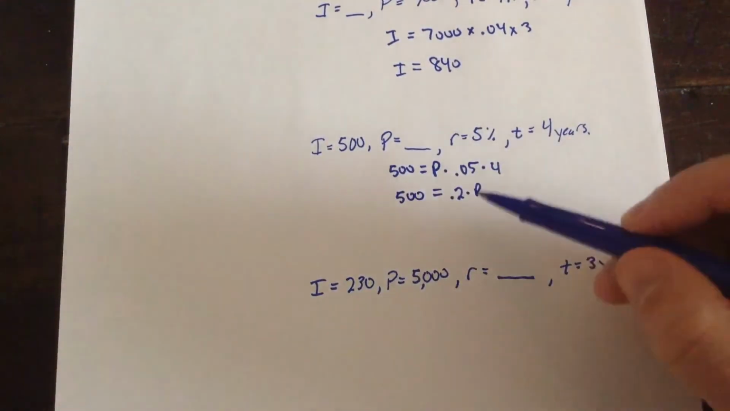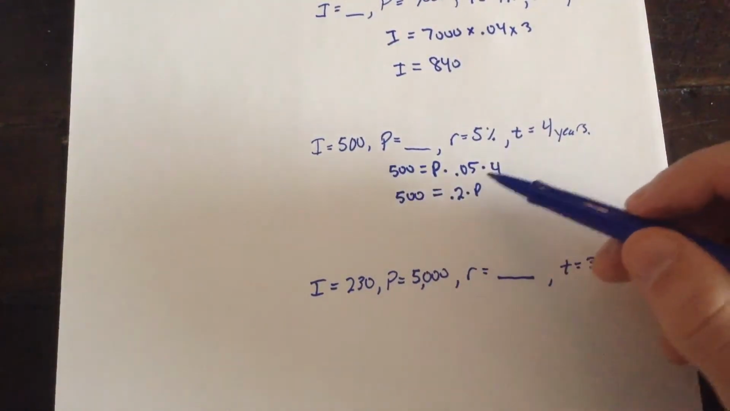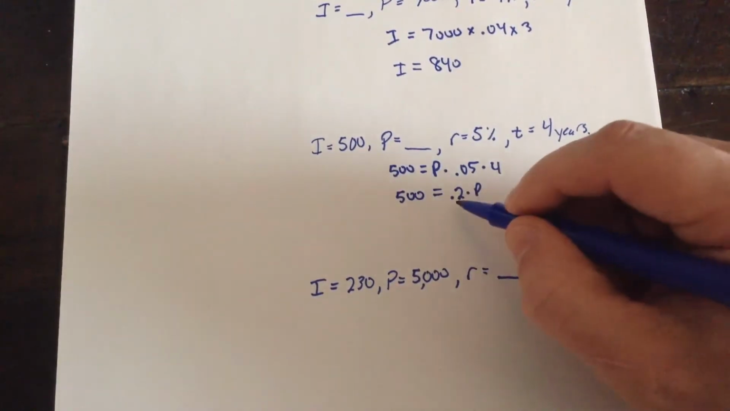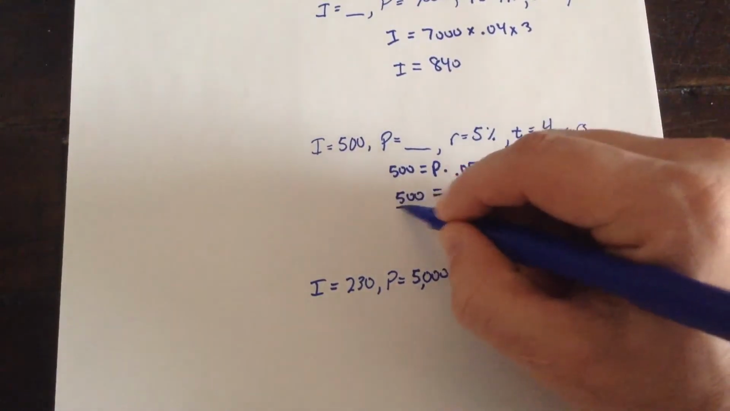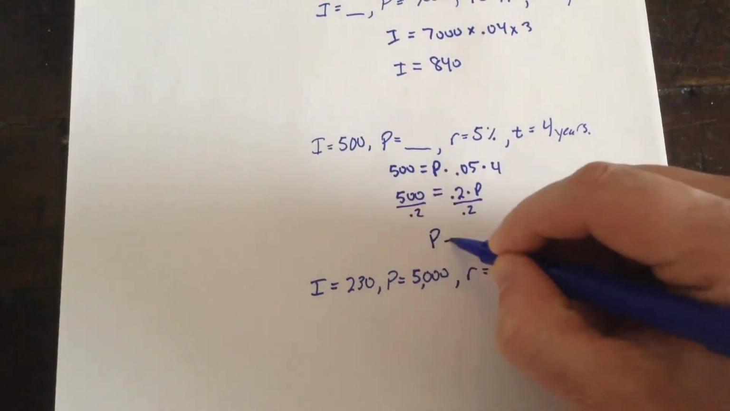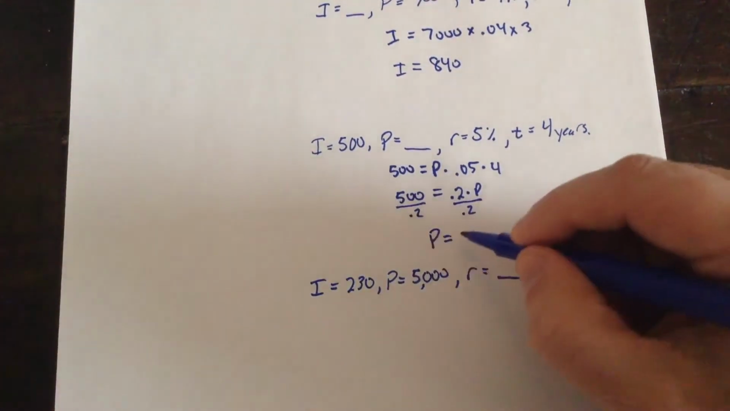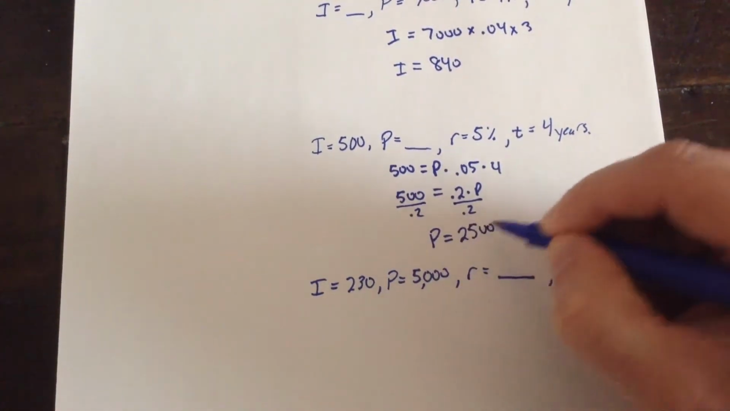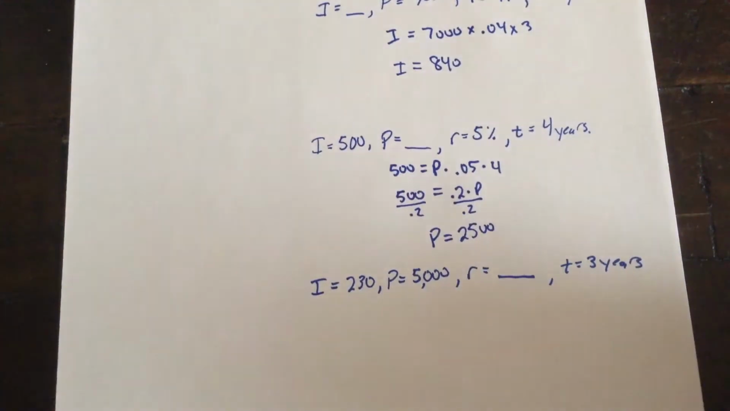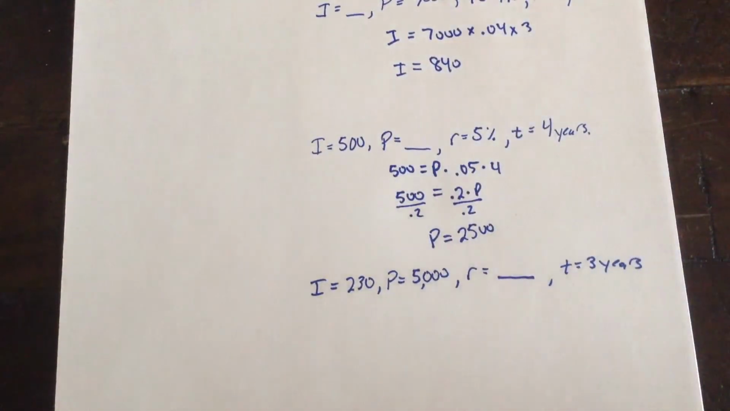Now, this is a multiplication problem, so I need to solve so I can get P by itself. So I'll divide by 0.2. So principal equals 2,500. Okay, so that means I'd have to put in $2,500 to get 500 out.